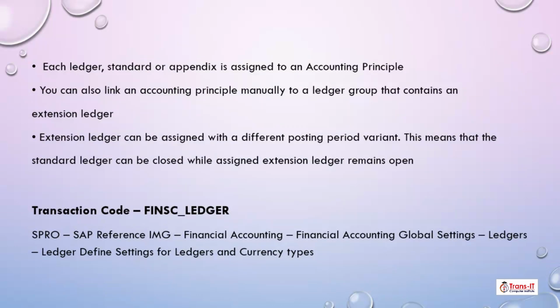Each ledger, standard or appendix, is assigned to an accounting principle. You can also link an accounting principle manually to a ledger group that contains an extension ledger. Extension ledger can be assigned with a different posting period variant. This means that the standard ledger can be closed while the assigned extension ledger remains open.